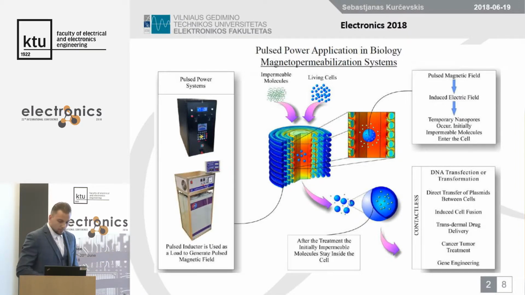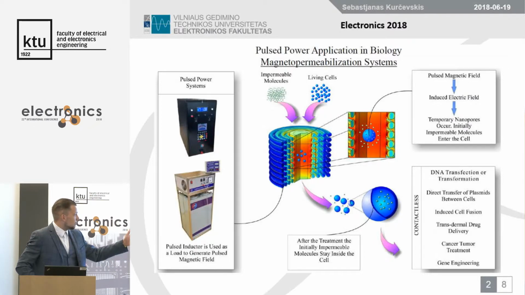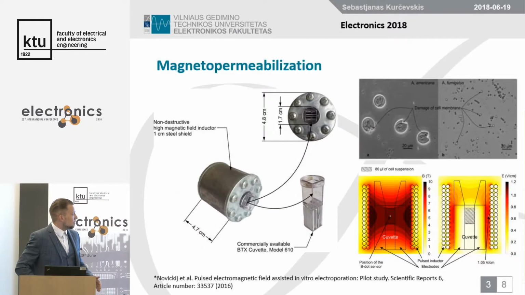So in the second slide, as was said before, with the temporary nanopores, we can see in the first picture of the cells that we have the high magnetic field inductor, and we have commercially available cuvettes. And in the second picture, we can see the magnetic field distribution in the cuvette.